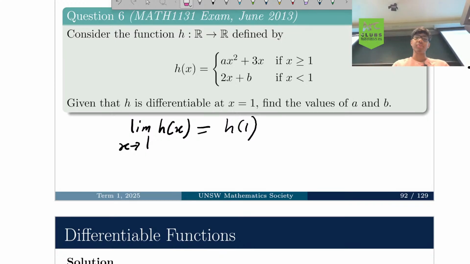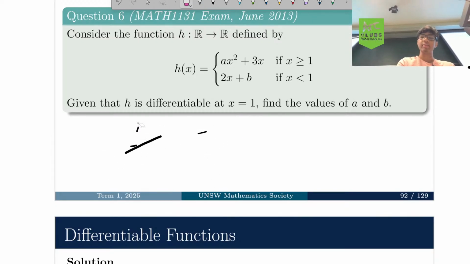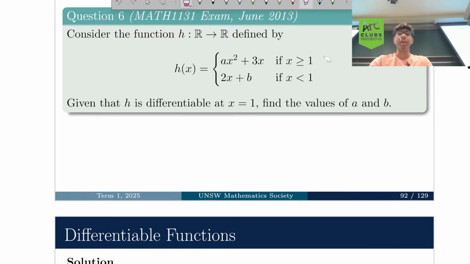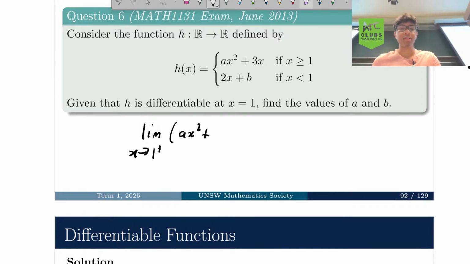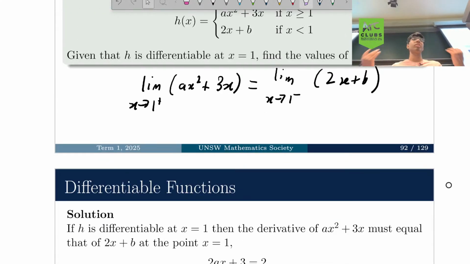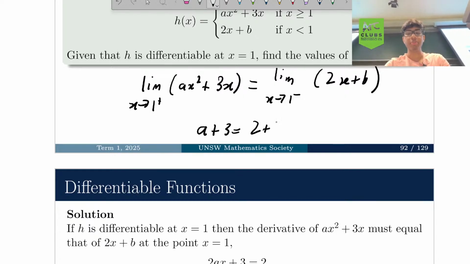Well, that's actually really helpful as well. If I know the left-hand side and the right-hand side agree with each other, let's do the exact same trick. For this top one, as I approach 1, I can just sub that in. This is the limit as x goes to 1 from the positive side of ax squared plus 3x equals the limit as x goes to 1 from the negative side of 2x plus b. There's no issues here. I can just straight sub these in. So I get a plus 3 equals 2 plus b.